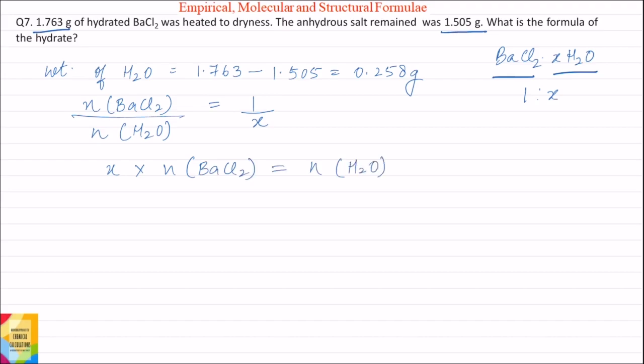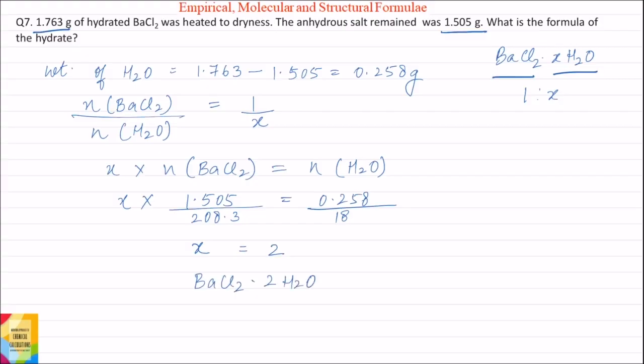Now number of moles of BaCl2 will be equal to weight divided by molecular weight of BaCl2. Therefore X into 1.505 divided by 208.3 is equal to number of moles of water, which will be weight divided by molecular weight of water, that is 0.258 divided by 18. Solving this, the value of X is equal to 2. Therefore, the molecular formula of the hydrated barium chloride will be BaCl2·2H2O.